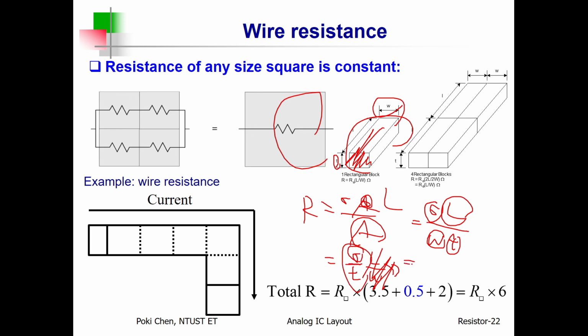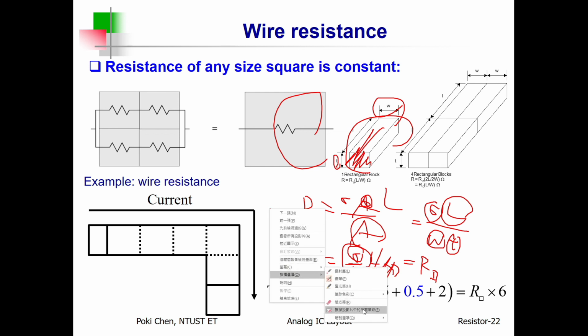That is the so-called sheet resistance. And I also call it R square, which is easier for you to memorize than before. I call it R square. Actually, it is the so-called sheet resistance.